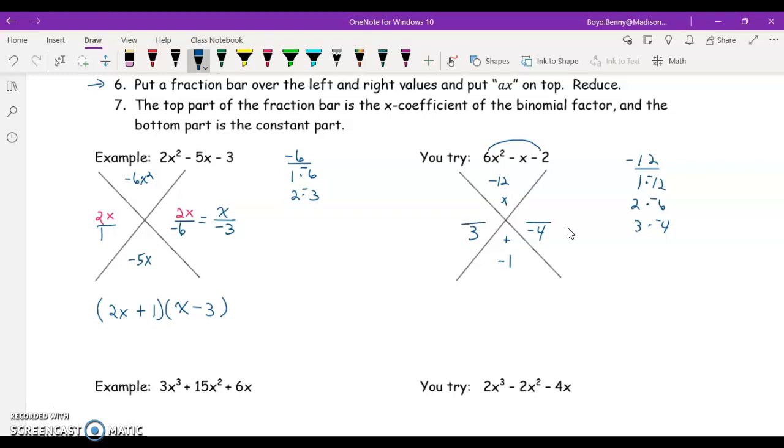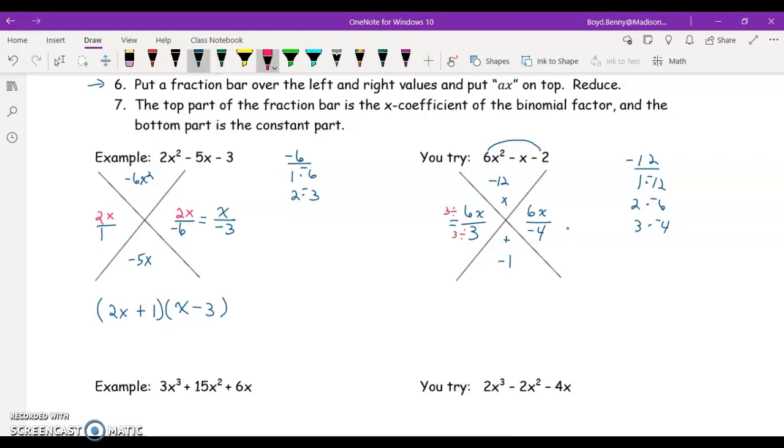I'm going to put the fraction bar over it, and I'm going to put a with an x, a with an x. Okay, now, can I simplify these? Well, I see that I can simplify both of these ratios by dividing this one by 3.